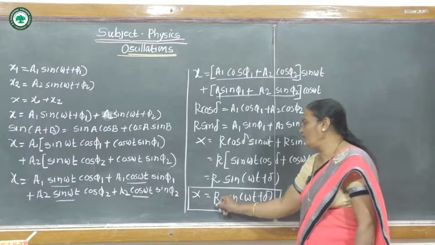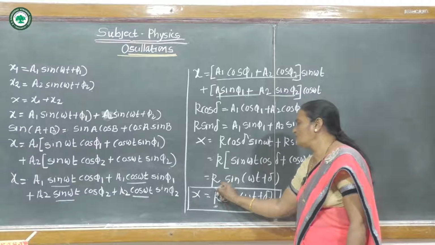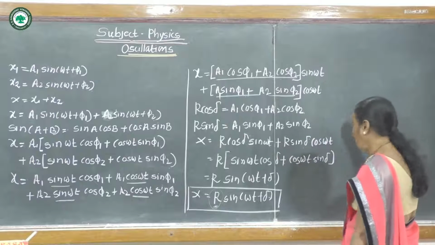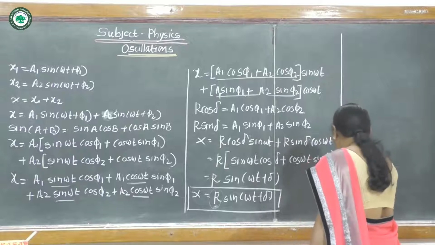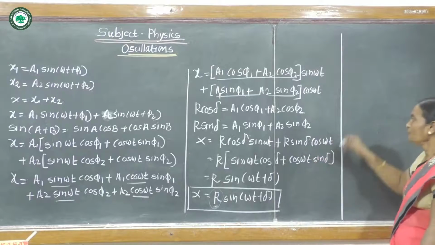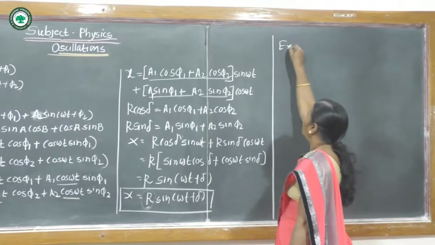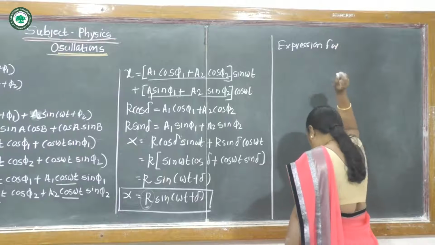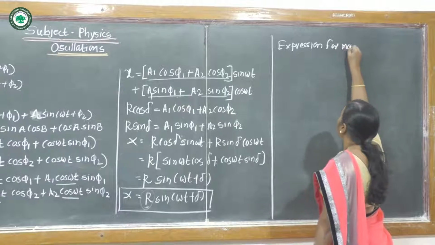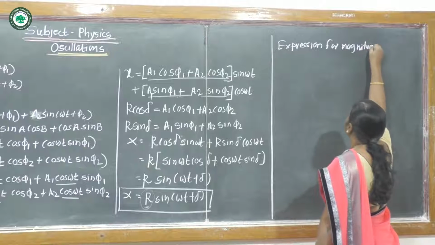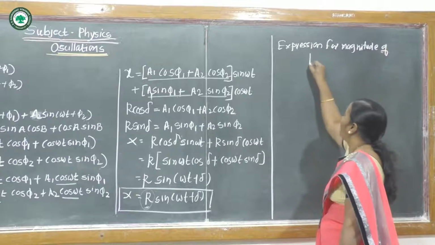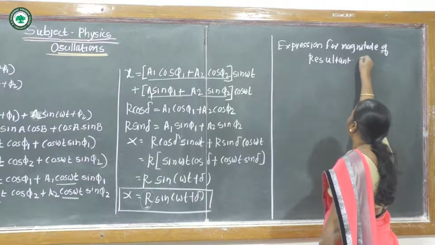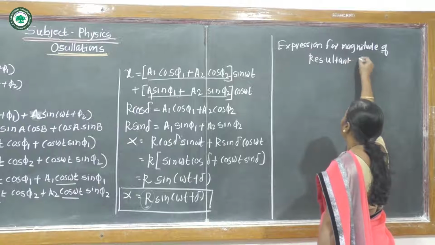Now we find the expression for the magnitude of the resultant amplitude. R is the resultant amplitude, so we find the value of R here.